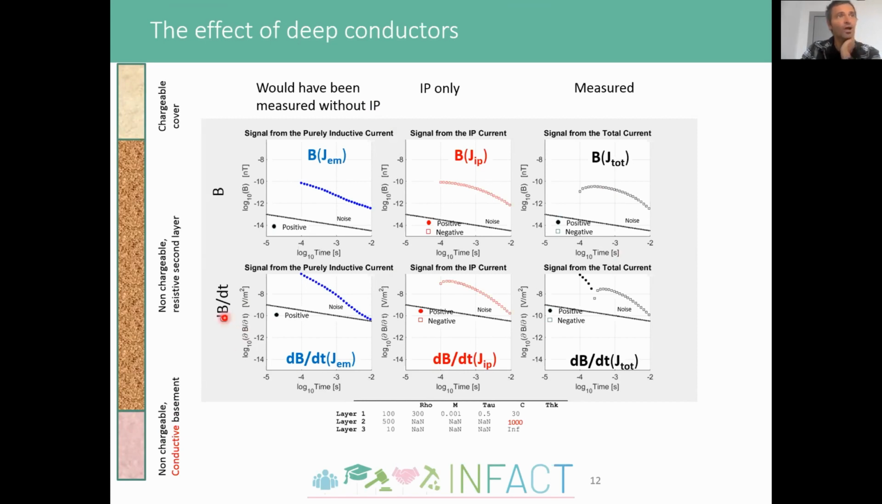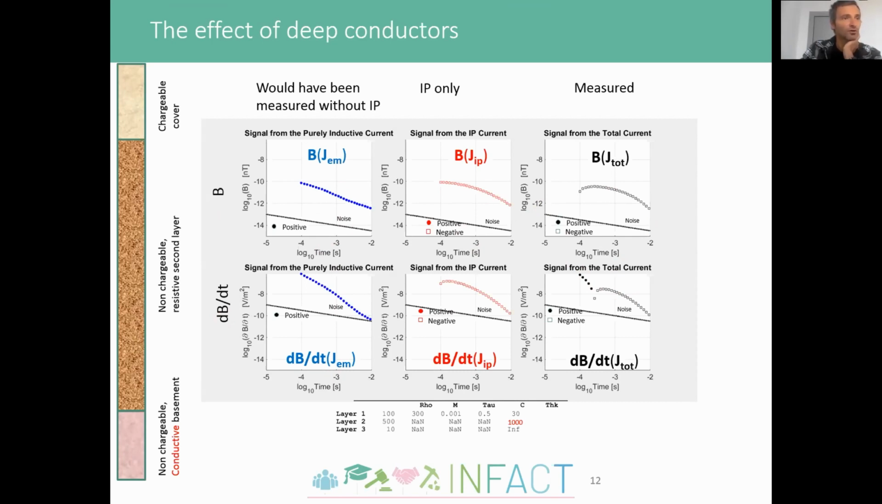BDT. On the right-hand side is what you measure. So the closed circles are positive, the open squares are negative. This is what you measure, and it's given by the sum contribution of the standard EM currents on the left-hand side and the IP currents in the middle. So the IP currents are always negative, the EM currents are always positive. On the left-hand side is what you would have measured in absence of anything chargeable. So basically in absence of chargeability in the first layer.